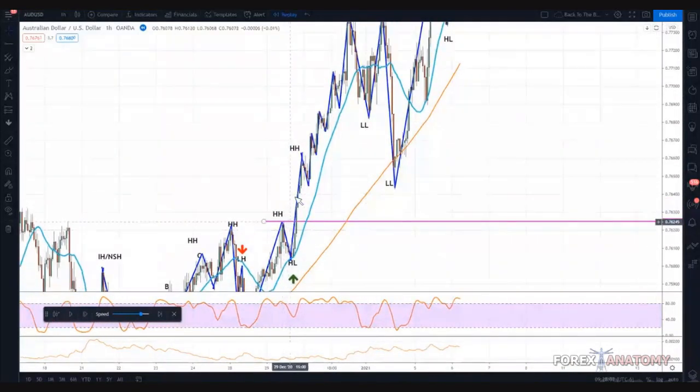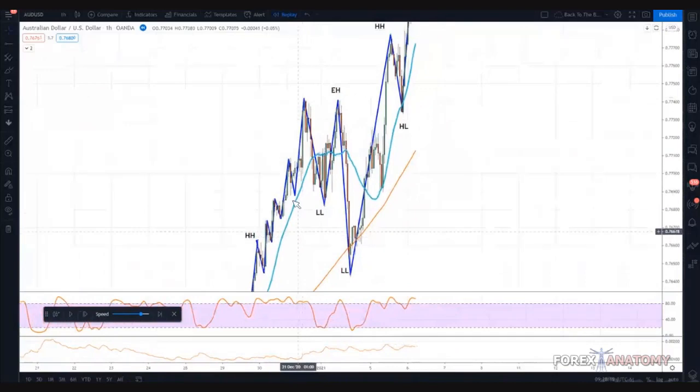So then price breaks this high, closes above it. Remember, we always want to wait for price to close above the high, and it forms a higher high. But you guys get the point. In an upward trend, we're seeing higher highs and higher lows. In a downward trend, we're seeing lower lows and lower highs.